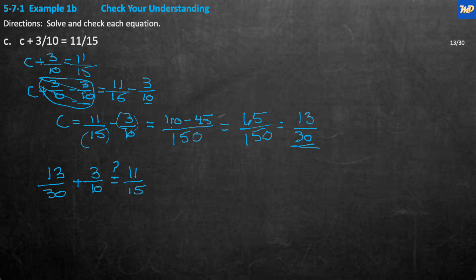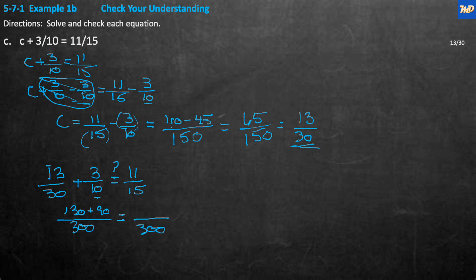So in order to do this, we're going to do the same thing we did up here on the top. We're going to multiply the denominators, at which point we'll get 300. 10 times 30 is 300. And we're going to do 10 times 13. 10 times 13 is what? 130. And plus 3 times 30, which is 90. And what does that equal? So it's all over 300.